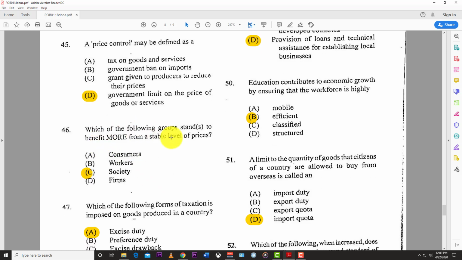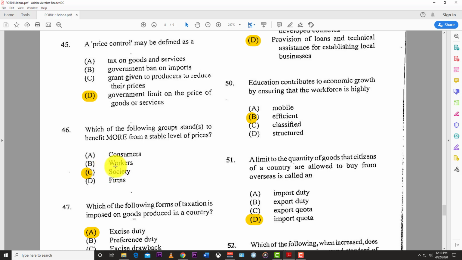46. Which of the following groups stands to benefit more from a stable level of prices? And of course, the best answer here is society, because if the prices are not stable, let's say you're having inflation, and inflation is where the prices are increasing throughout the economy, that's not good for anybody, neither consumers, workers, firms, because there's going to be a ripple effect, and that might in turn lead to recessionary conditions.